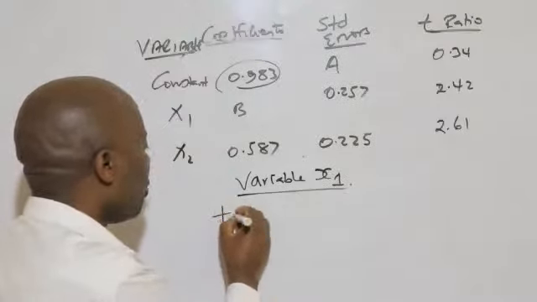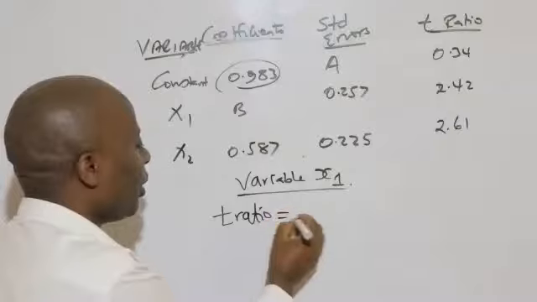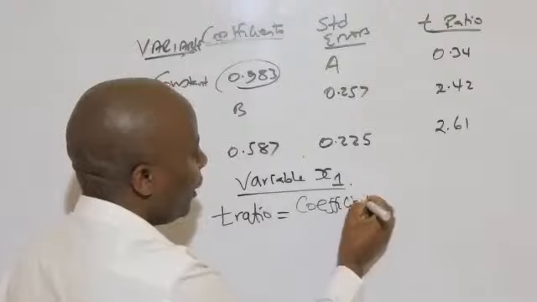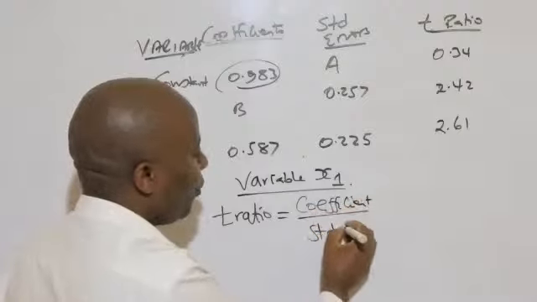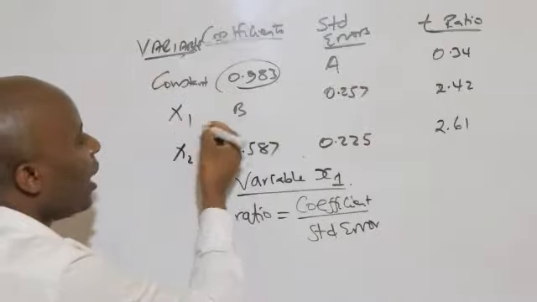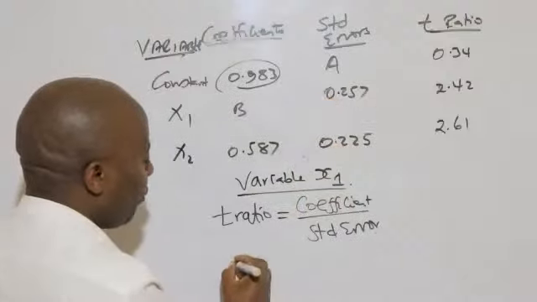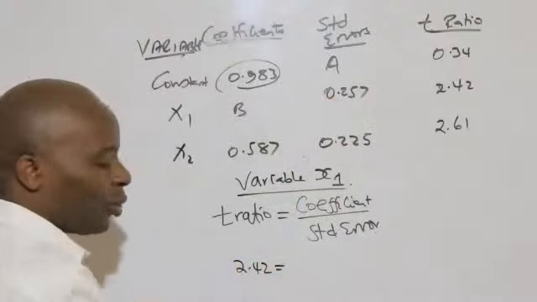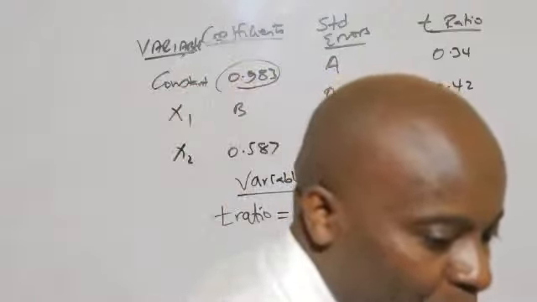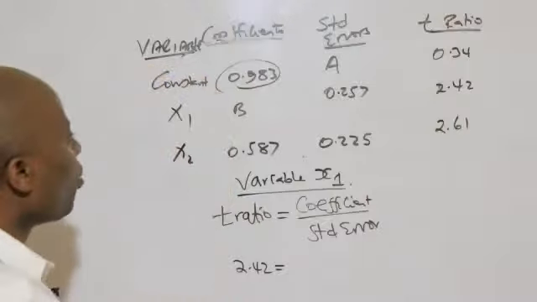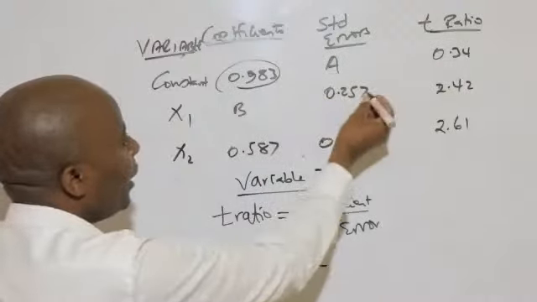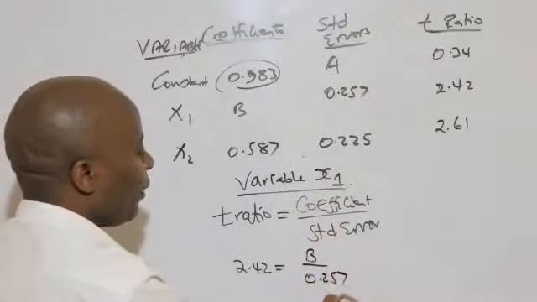We have our usual formula that our t ratio will be equal to its coefficient divided by the corresponding standard error. So for variable x1, the t ratio is 2.42. So this 2.42 will be equal to the coefficient that we don't know, which is b, all over the corresponding standard error, which is 0.257.